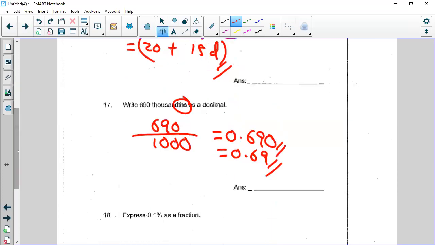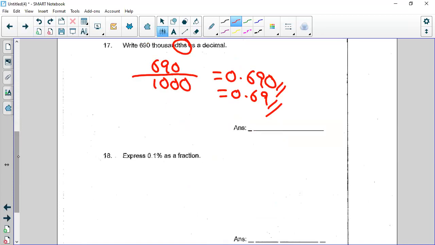Okay, question 18. This one, by now you should know how to do also. If you still make mistakes, you have to watch all the videos again, okay? Because we have a lot of this in the videos. Now 0.1%, how do you change it into a fraction? Always write as a fraction over 100. So how do you write as a fraction? 0.1% is always over 100.